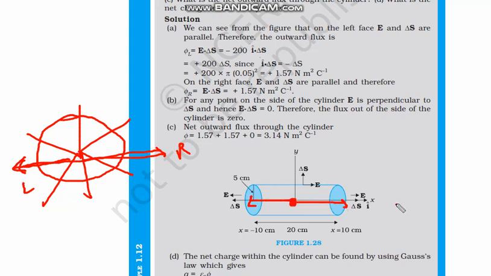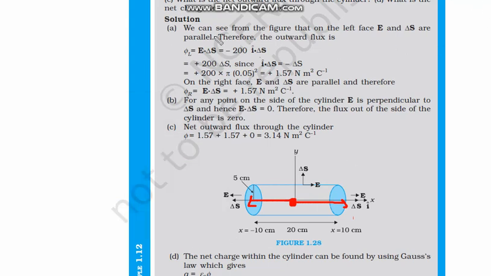If the charge were here, all the lines would be like this. If the charge were in this direction, all the lines would be like this. But it is not here. What we are seeing is that on the left side the electric field is to the left, and on the right side it is to the right. So that means the charge must be inside this cylinder.